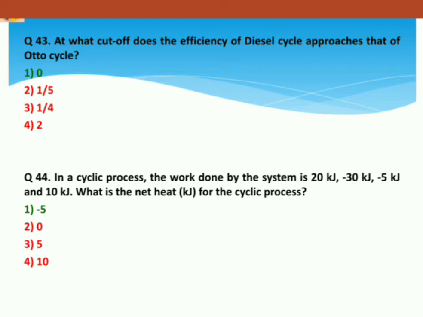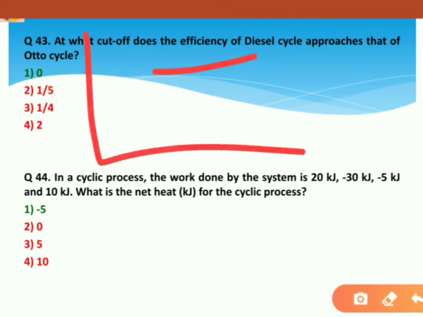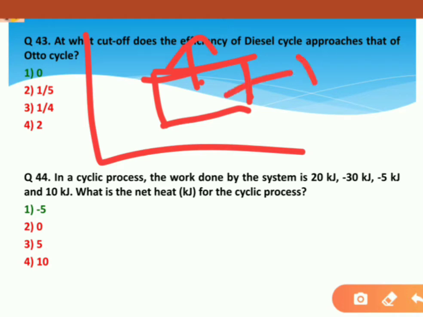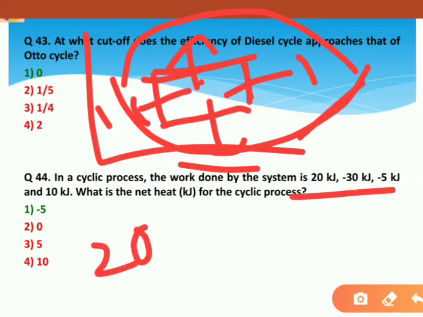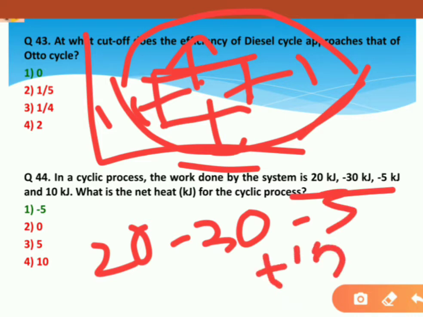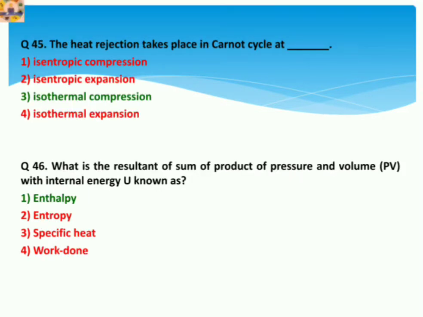In a cyclic process, the work done by the system is 20 kilojoule, minus 30 kilojoule, minus 5 kilojoule and 10 kilojoule. Like some cycle is here, 4 processes are there. Here work done is 20 kilojoule, here it's minus 30, here minus 5, here 10 kilojoule. So ultimately net work done will be the sum of all the work done. It's a very simple question, just add all those: 20 minus 30 minus 5 plus 10. So ultimately minus 5 will be the correct answer, option 1. Let's proceed to next question 45.